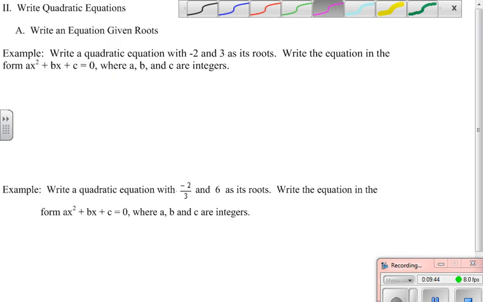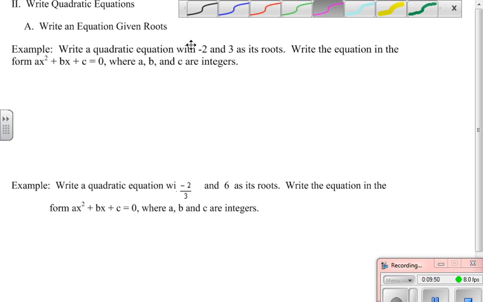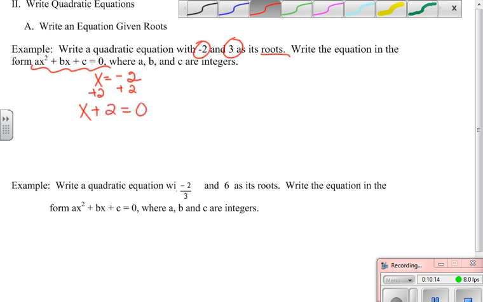So now we're going to talk about building these things backwards. So write a quadratic equation with negative 2 and 3 as its roots. Then write the equation as a quadratic. So let's really just start. What does that mean? From the back, our final answer would be x equals -2. Well, undoing and working backwards, we would add 2 to both sides, and we would end up with x plus 2 equals 0. This gives me one of those pieces.